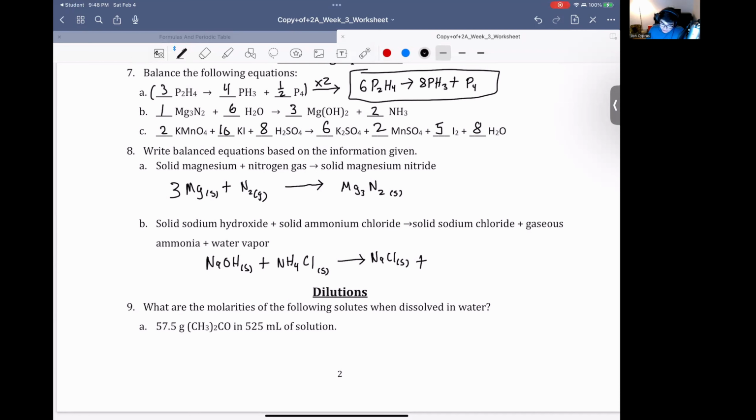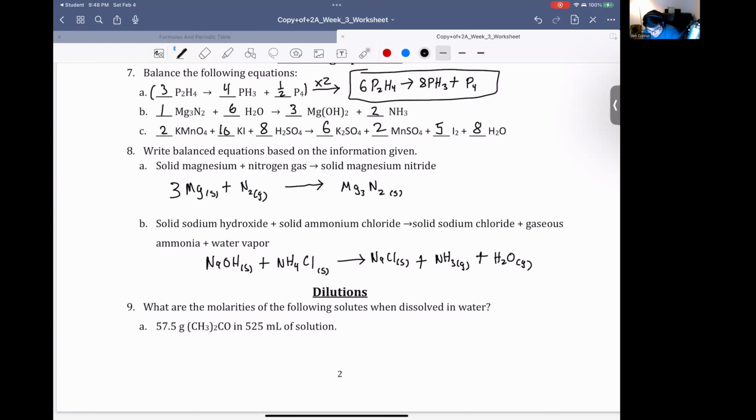Plus gaseous ammonia, right? Ammonia, not ammonium, but ammonia is NH3. It's a gas. And then water vapor. So vapor just means gas, right? This is H2O as a gas.